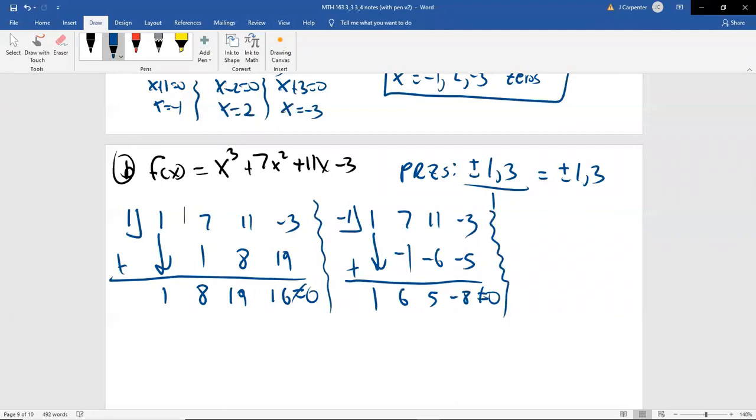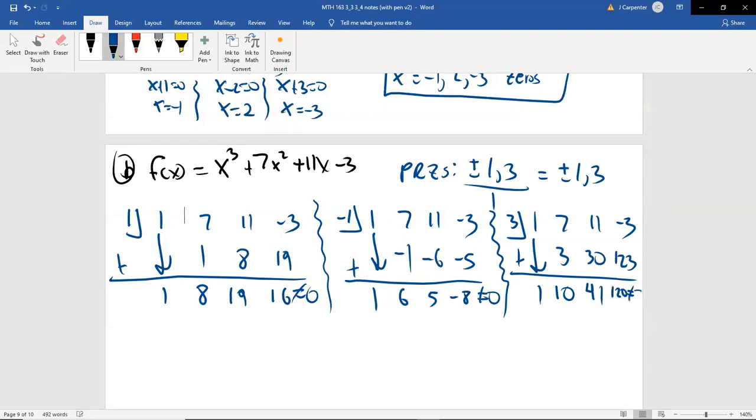Let me see if I can squish a third one over here. So let's try the 3. We're already halfway done with our options. It's not looking so good, is it? 1, 7, 11, negative 3. Bring down the 1. 1 times 3 is 3. 7 plus 3 is 10. 10 times 3 is 30. 11 plus 30 is 41. 41 times 3 is 123. 123 plus negative 3, I said it backwards order, but it doesn't matter, is 120, which is not 0.